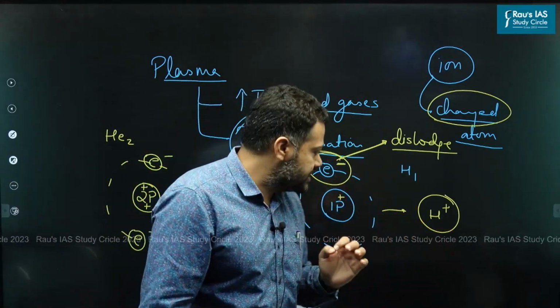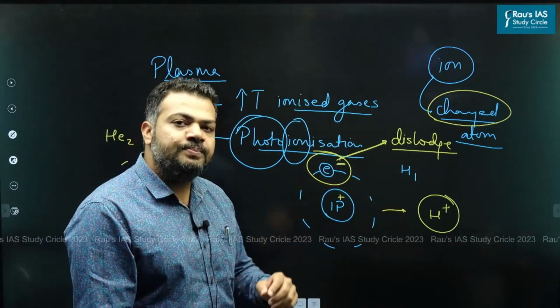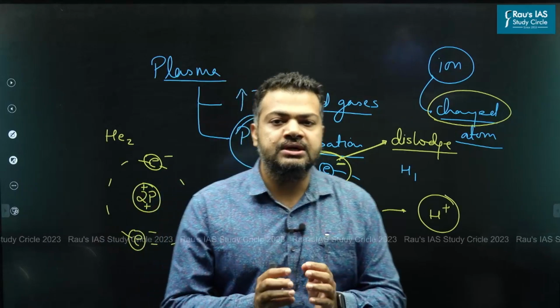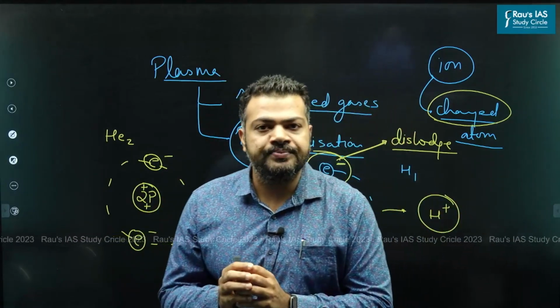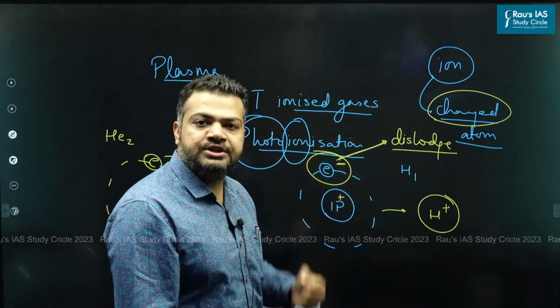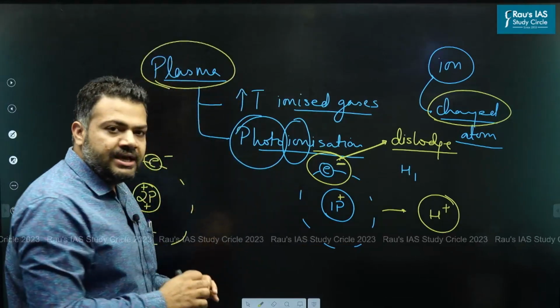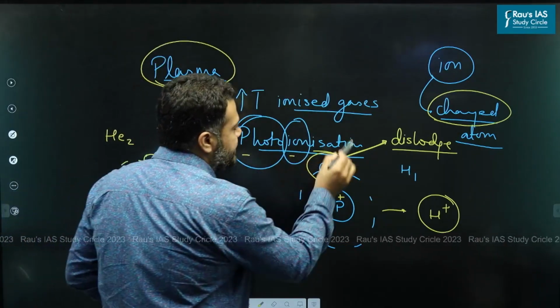Are you guys able to understand? It has turned into its H positive ion once it loses this electron. So basically the idea is to turn an atom into its ionic form, and once an atom breaks into its ionic form, it basically gets a charge. So the idea of creating a plasma is known as photoionization.